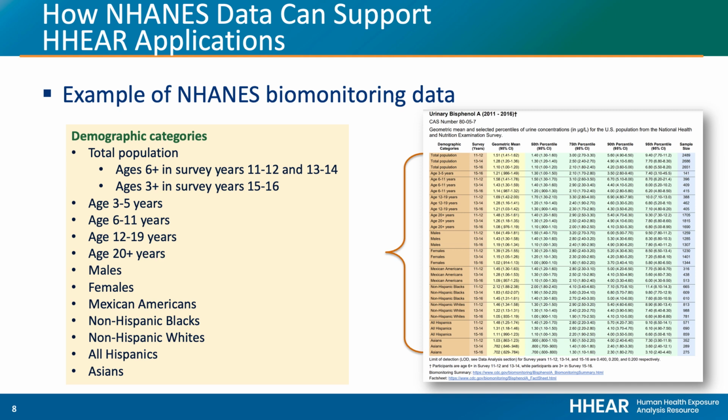Here's an example of a data table from the report for bisphenol A analyzed from urine samples between the 2011-2016 study years. Demographic categories include total population, for which, depending on the survey year, may include ages 6 and older, or, in a later year, ages 3 and older, as well as age group delineation for participants under 20 years of age, grouped as 3 to 5 years, 6 to 11 years, and 12 to 19 years. It also includes binary gender categories and several race/ethnicity categories.